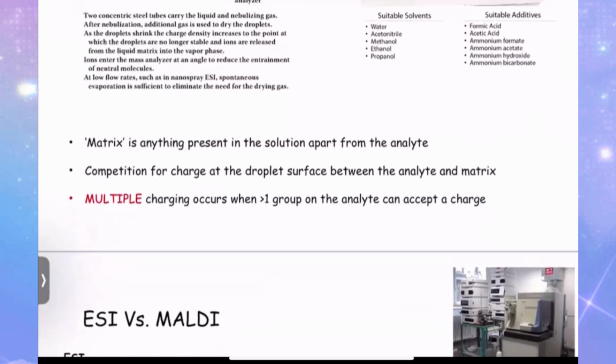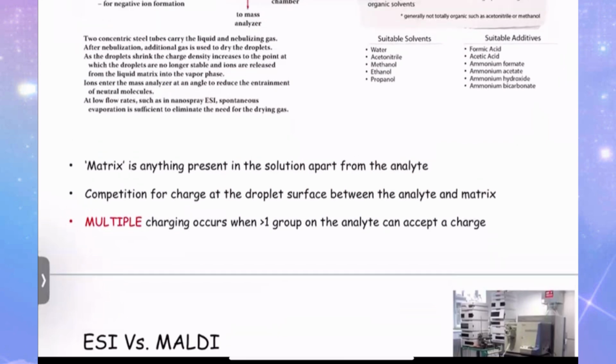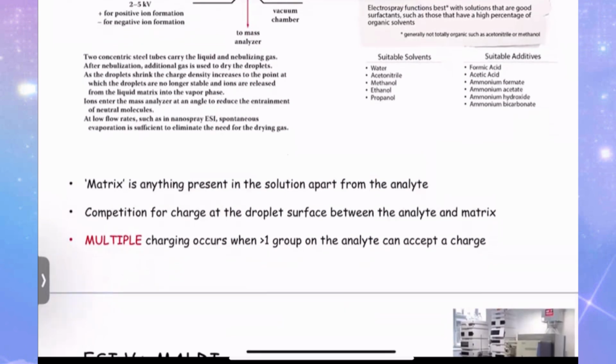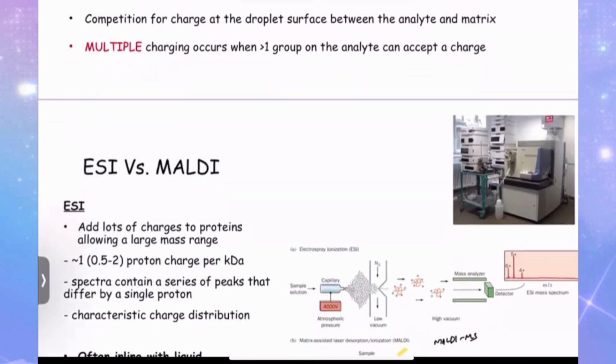So in ESI, it usually involves dissolving the sample in a liquid solvent and directly injecting it into the electrospray source. This is commonly used for analyzing complex mixture of molecules, including peptides, proteins, small molecules, which are often coupled with liquid chromatography for separation.